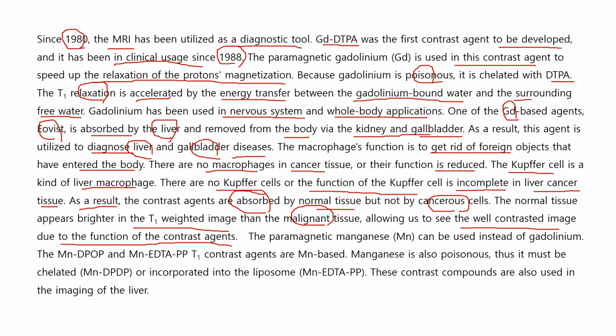The paramagnetic manganese can be used instead of gadolinium. Mangafodipir and manganese EDTA-PP T1 contrast agents are manganese-based. Manganese is also poisonous, thus it must be chelated or incorporated into liposome. These contrast compounds are also used in the imaging of the liver.